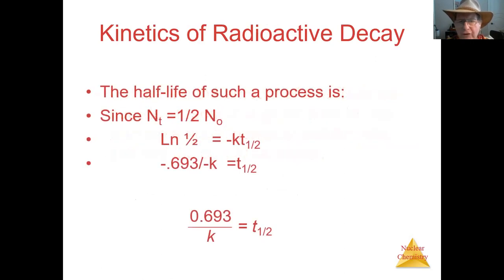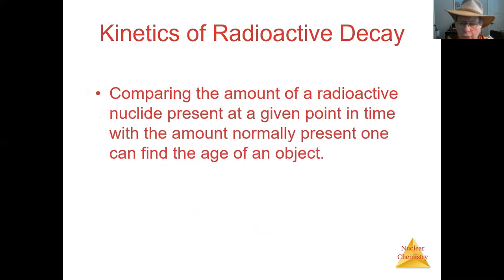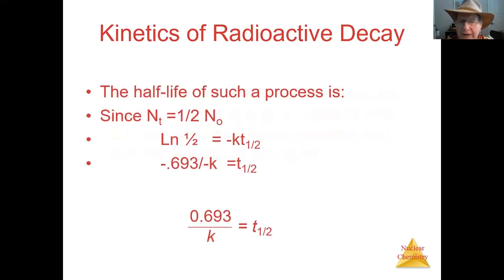Now, the reason I can do that: my nuclides at time t divided by the nuclides at n0 is equal to 1/2. So if I substitute 1/2 in there and take the ln of that, that's going to be a negative number divided by a negative k. So my half-life is 0.693 divided by k.